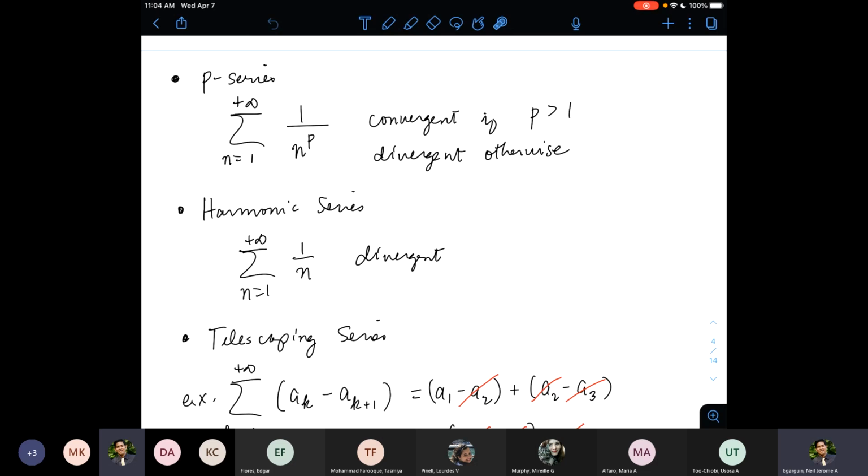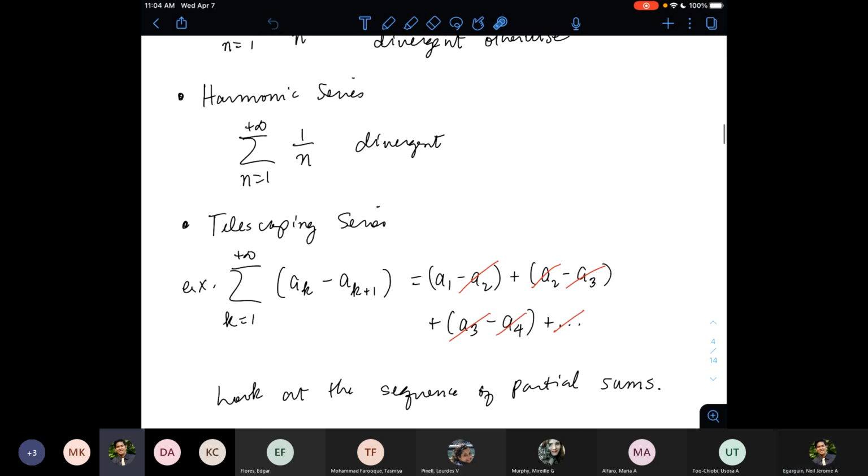Now we'll use some of these in the other tests. I think we'll use them a lot in the limit comparison test, and also in the direct comparison test. So I hope you already finished in the lecture the integral test and the limit comparison test. Is that correct?